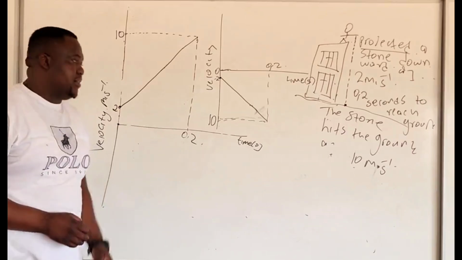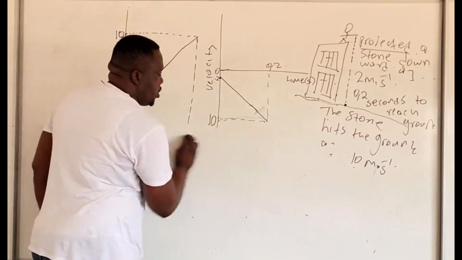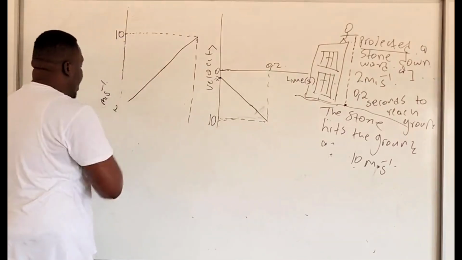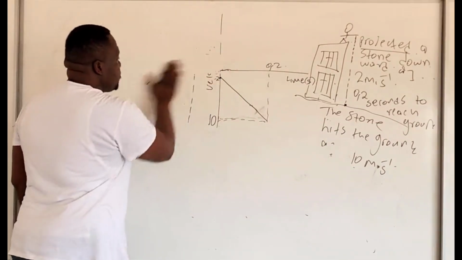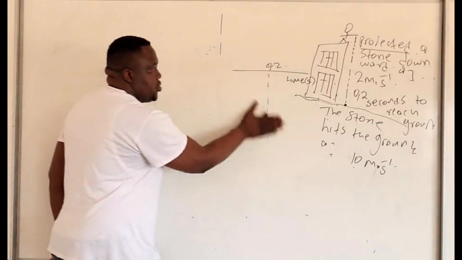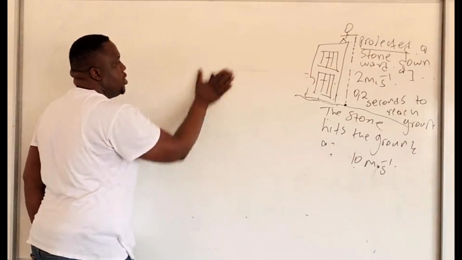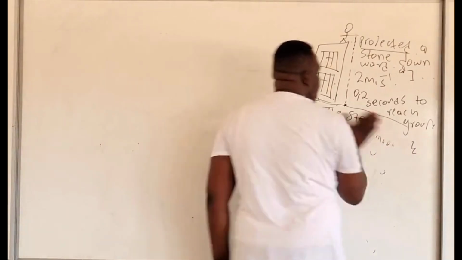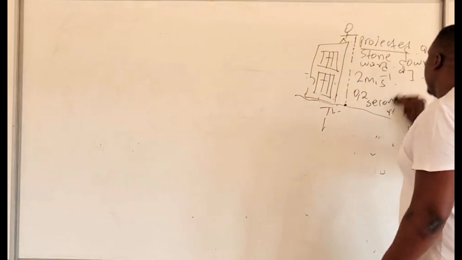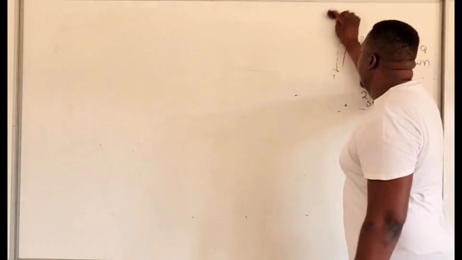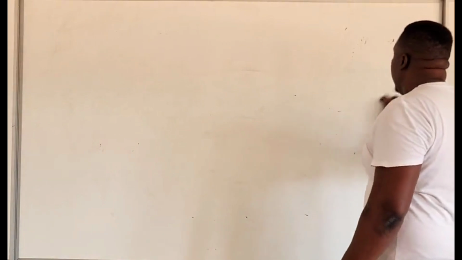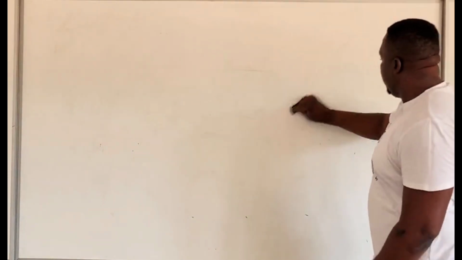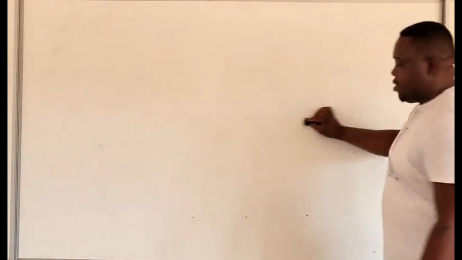Okay. Let me go to the part which is usually difficult for most of the kids. I'm going to talk about a ball that is bouncing: the velocity versus time graph for a ball that is bouncing.